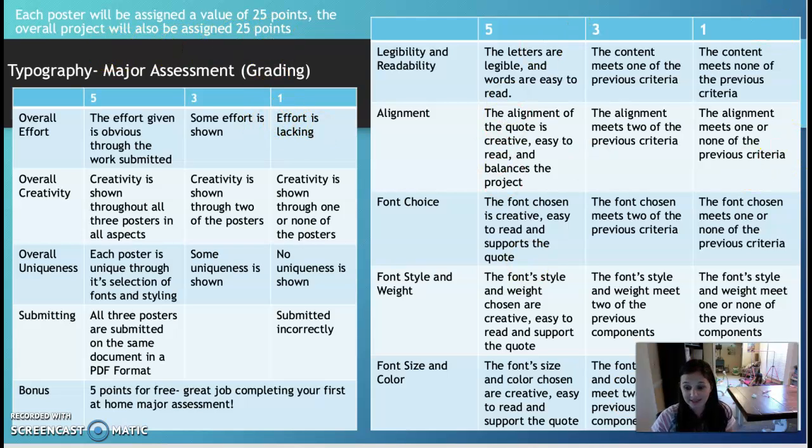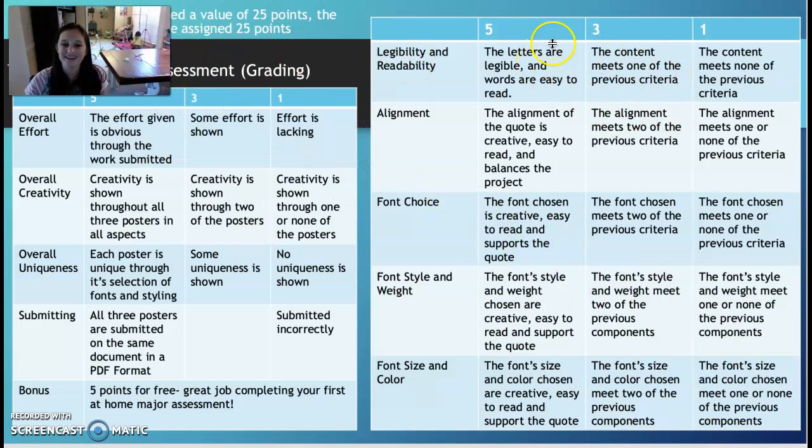Over here, this is the individual posters grading. First I'm looking at the legibility and readability of each poster. Are the letters legible and the words easy to read? If they are, you get 5 points. Woohoo! If they're legible but I can't read it, you'll get 3. If they are neither legible nor readable, you'll get a 1.